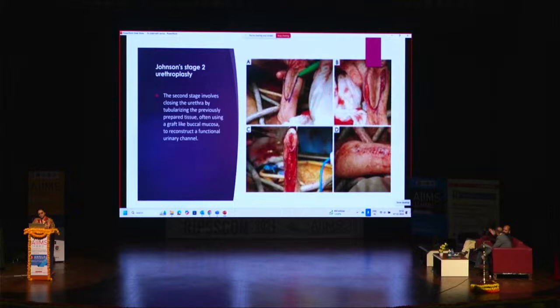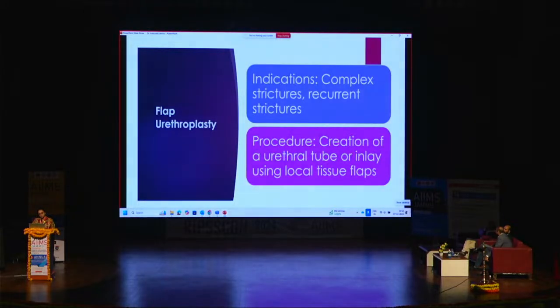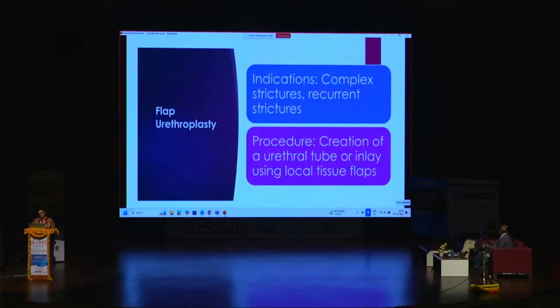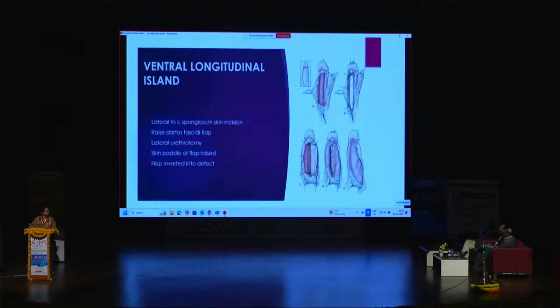Next. The third option I am discussing is flap urethroplasty. Here also indicated are complex strictures, pan-urethral strictures, recurrent strictures. The local flap of the penile urethra can be used, but the contraindication is BXO. When there is inflammation like lichen sclerosus or BXO, the penile skin is not usable. Then the local flap is contraindicated. Next, please.